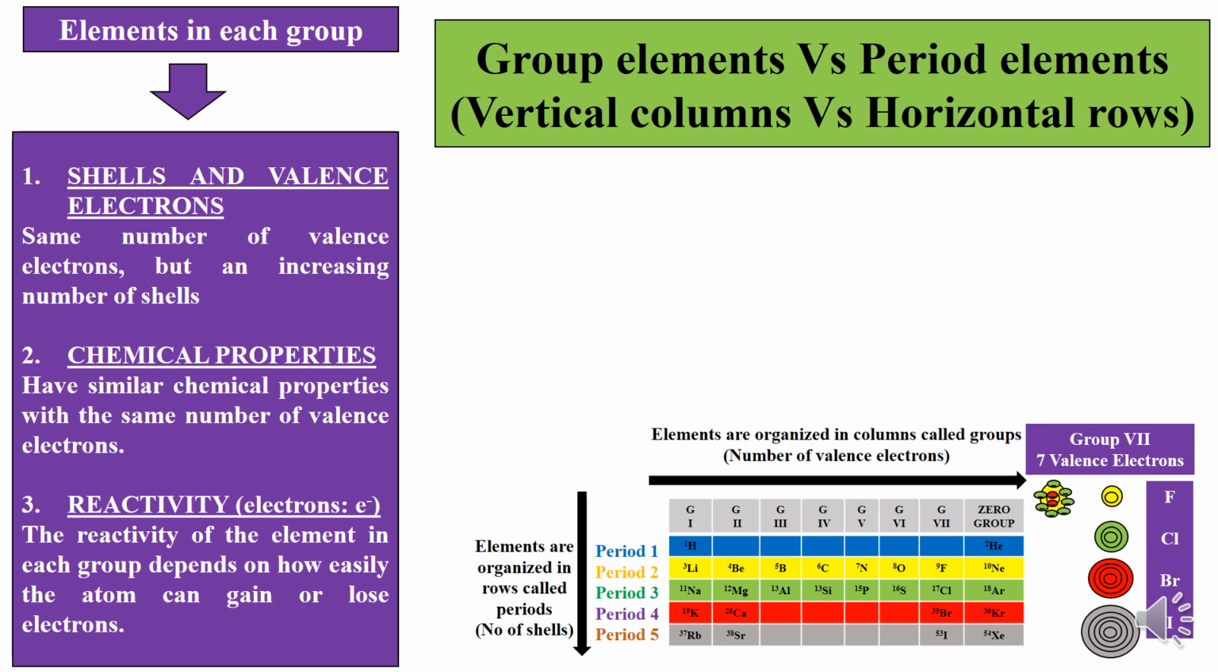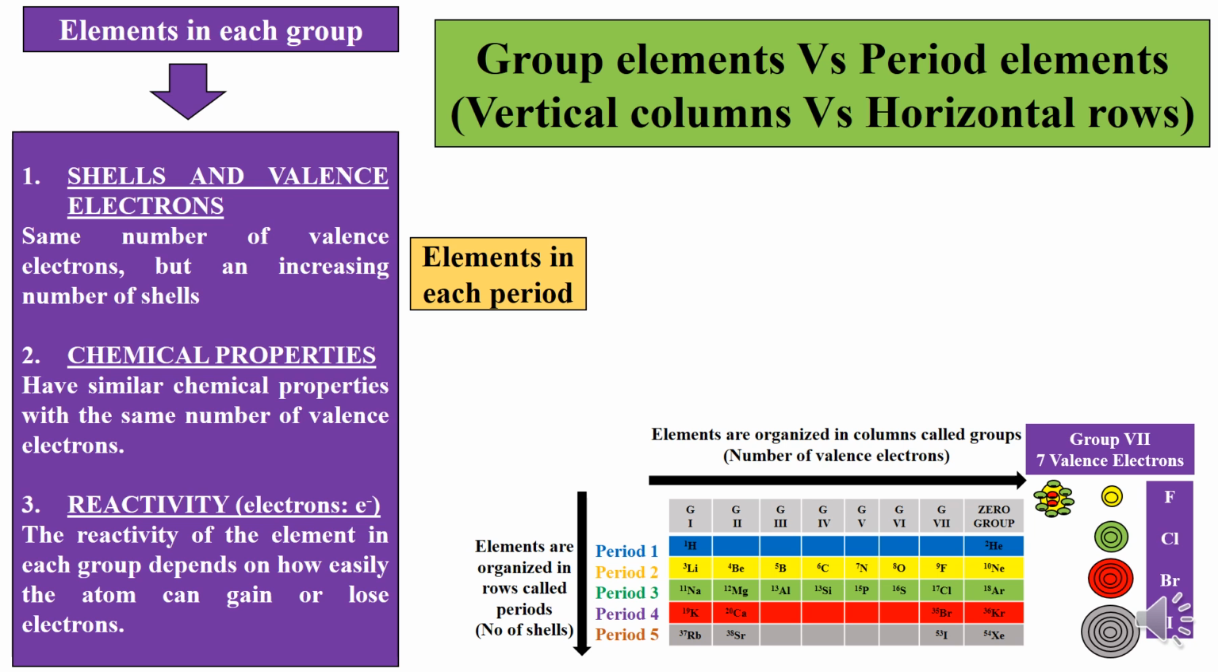While group 1 elements like lithium, sodium, and potassium, they tend to lose electrons to halogens to form salts. They lose electrons in order to attain the stable electronic configuration of the nearest noble gas in the periodic table.